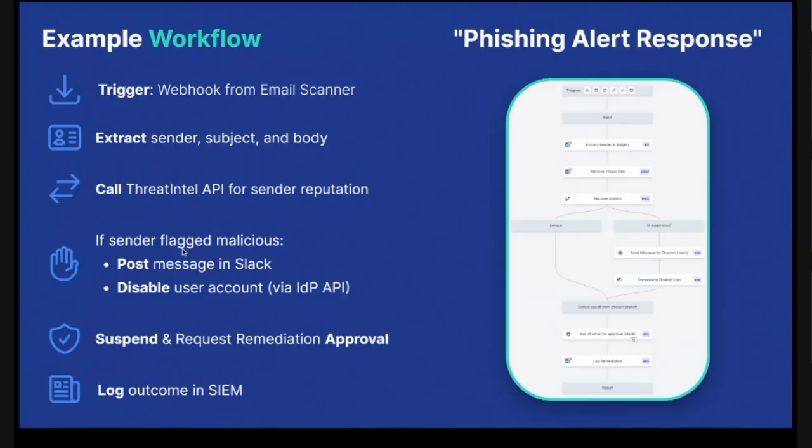And then we can have a branch where we say, okay, it's suspicious, yes. Then, for example, send a Slack message to a channel or create a ticket. Ask, for example, for approval to disable or quarantine the user, and then log the steps that have been taken into a ticketing system, an audit log, or into your SIEM.